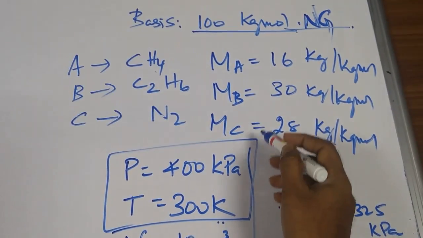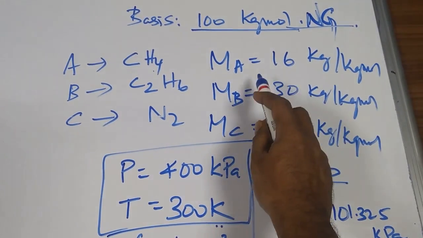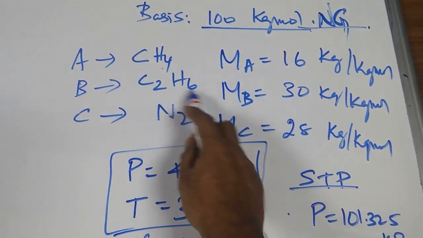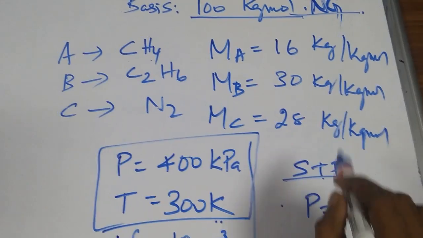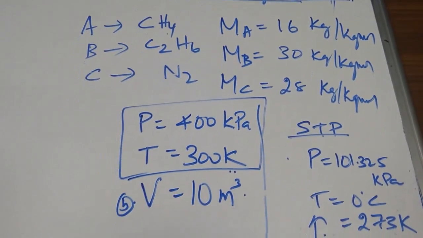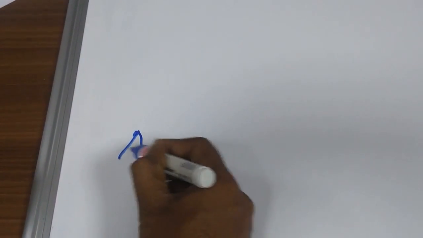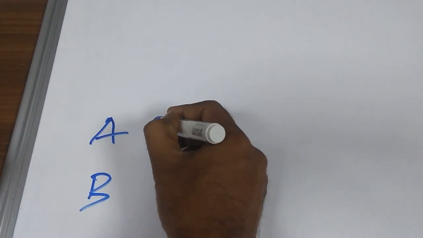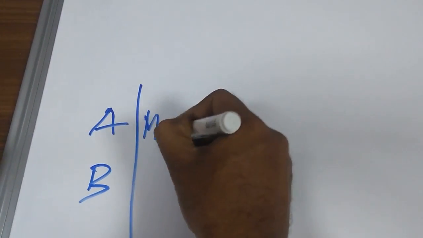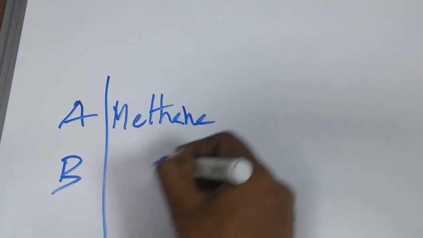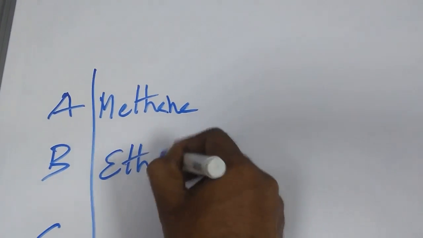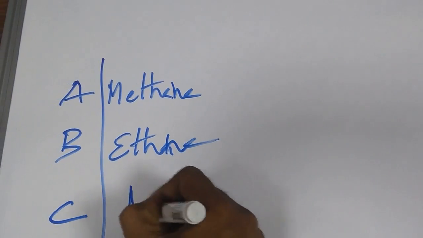So the first thing we have done is determine the molecular weights of the components methane, ethane and nitrogen, and kept them ready for our calculation. So let us make a table for it. Component A, B, C. What is component A? Methane, ethane and nitrogen.